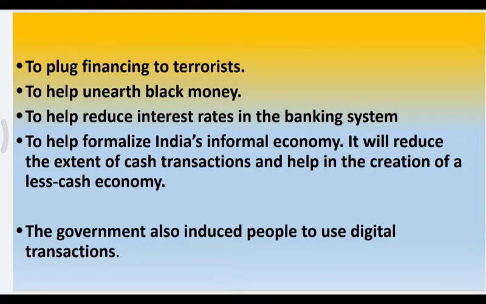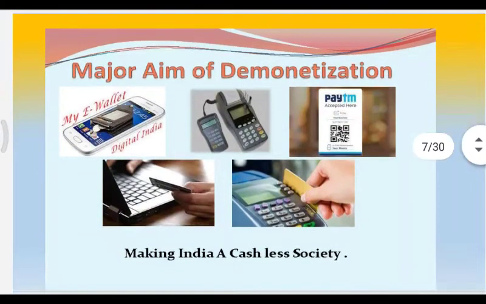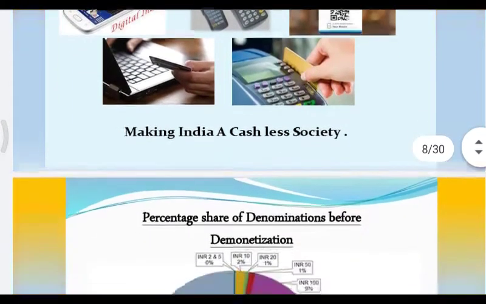to help reduce the interest rates in the banking system, to integrate the formal and informal economies of India, to help formalize India's informal economy. It will reduce the extent of cash transactions and help in creation of a less cash economy, to discourage the cash system and promote digital transactions. The government also induced people to use digital transactions after the demonetization. So one of the major aims of the demonetization was to make India a cashless economy.